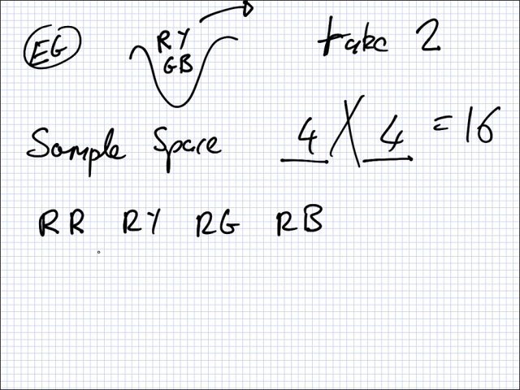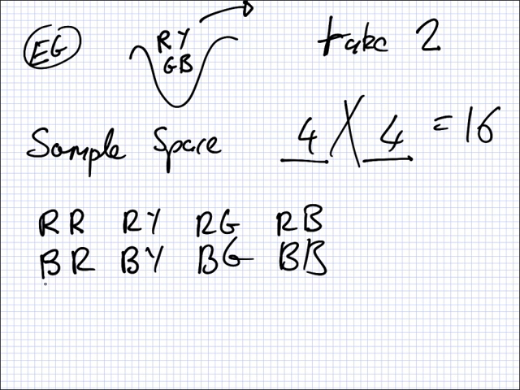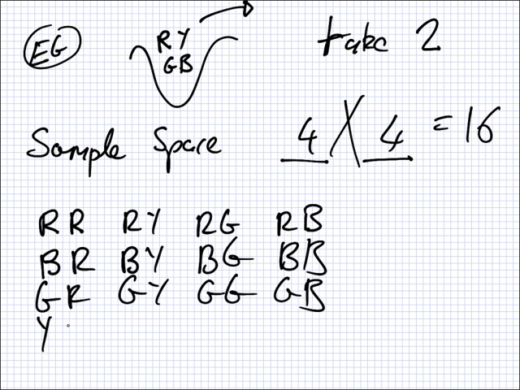Yeah? Then you can get blue for your first one and red, blue and yellow, blue and green, blue and blue, and then green and red, green and yellow, green and green, green and blue, and then lastly, what am I on left? Yellow, red, yellow, yellow, yellow, green, and yellow, blue. And this one here is a permutation because you care about which you got first and which you got second. So there's 16 possibilities here.